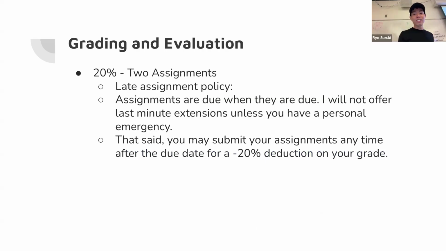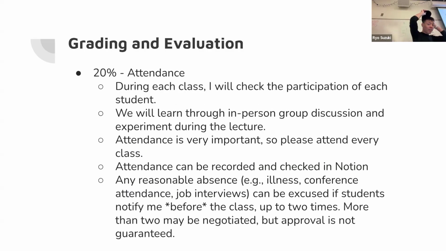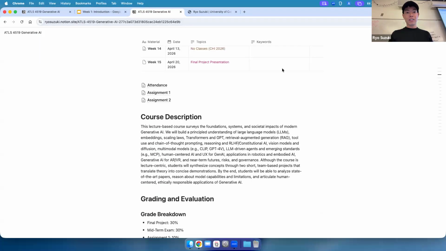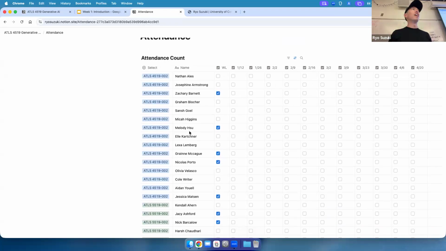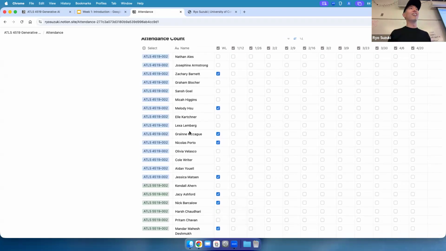I don't think it takes that much time, but if you submit late, it's a 20% deduction. So that is pretty much common. And for attendance, I check the attendance during the class or at the end of the class. I do have a list of the students here, so I just manually check it. That is the easiest way to do it. I'm gonna do it later.